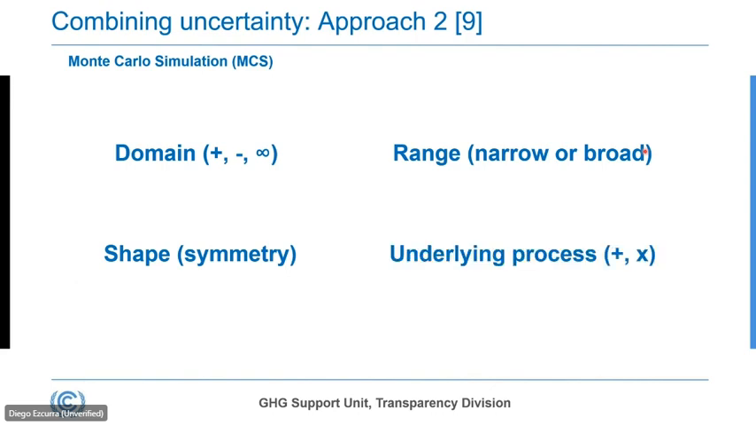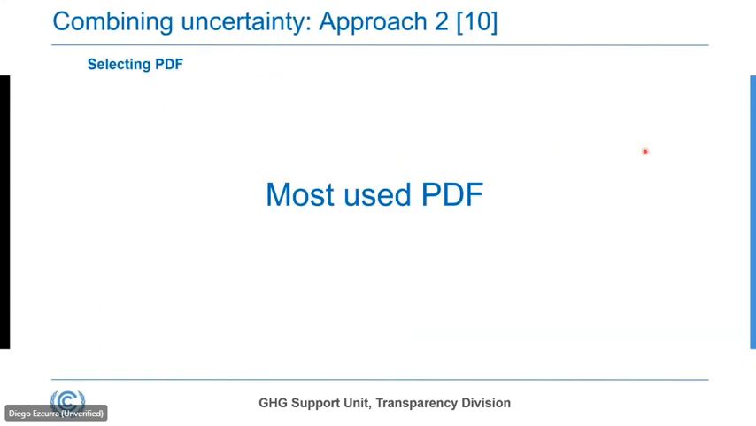The shape, if it's symmetric or not, the underlying process. If the variable you are using is coming, as I mentioned, from a multiplicative process, and you are just getting the result of the value, it may be good to select a log normal distribution. If it's a result of the addition of several other values, it will probably behave as a normal distribution. So knowing the variable is the first thing you should try to understand.